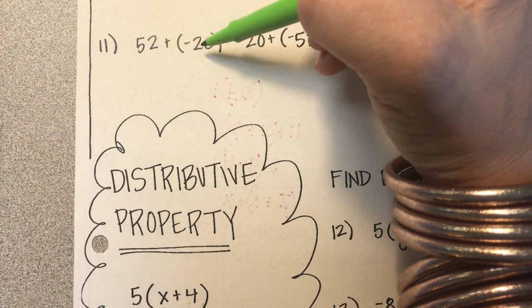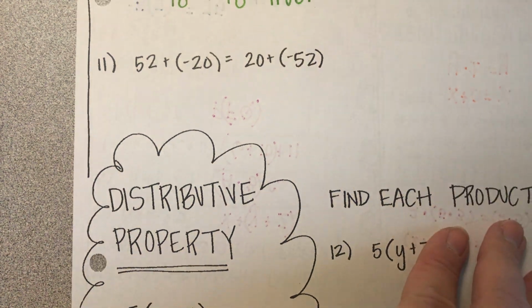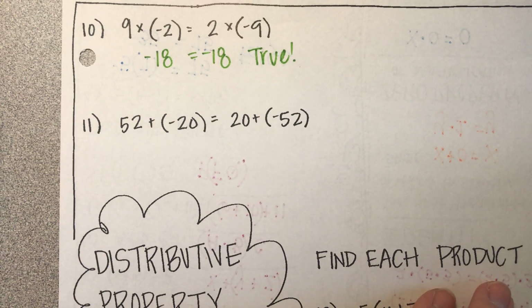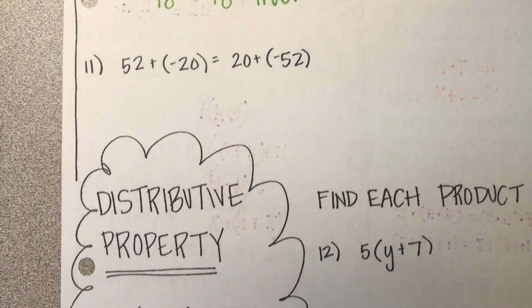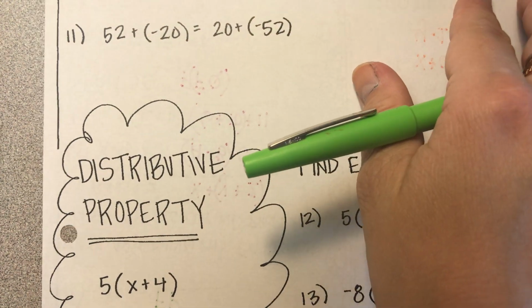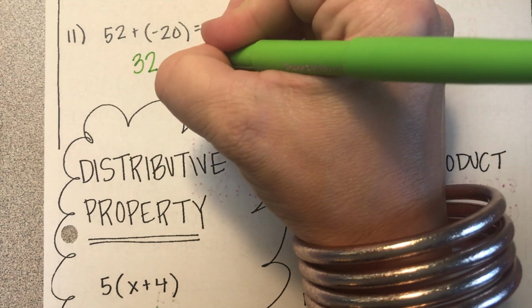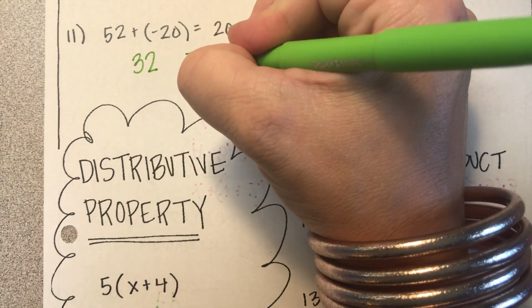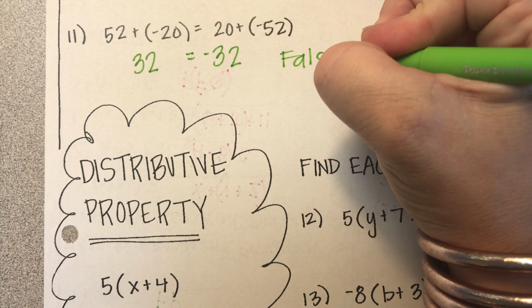Okay, what about 52 plus negative 20? Does that equal 20 plus negative 52? Did you even see what I was writing before? I'm sorry. So negative 18 equals negative 18, it's true. There we go. So on this one, 52 plus negative 20, the difference is 32, and it's positive. Here, the difference is 32, but the bigger number is negative. So this is false.